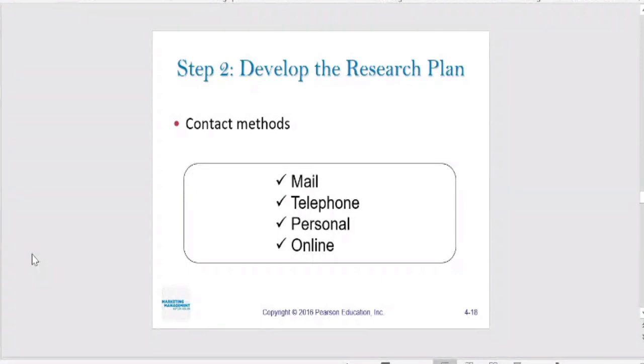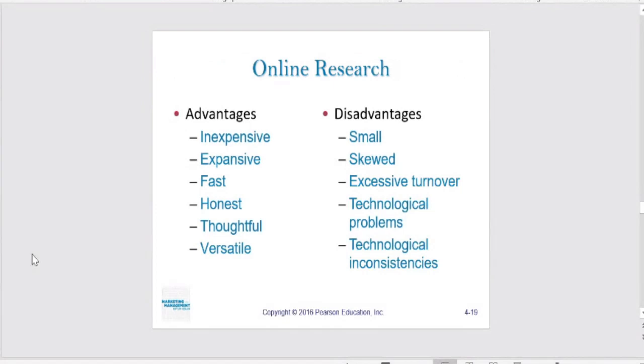We have different types of contact methods. It could be by mail, by telephone, by personal interviews, or online. Online research has gained a lot of importance because it has certain advantages and disadvantages. Among the advantages, it is inexpensive, vast, fast, honest, thoughtful, and versatile. There are also disadvantages: for example, it could be skewed, the sample is small, there could be excessive turnover, technological problems as we are right now facing, technological inconsistencies, the same person giving multiple responses, spamming, or it could disturb the person. Many times we get really disturbed.